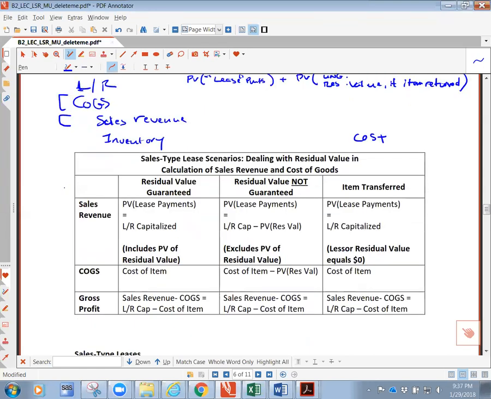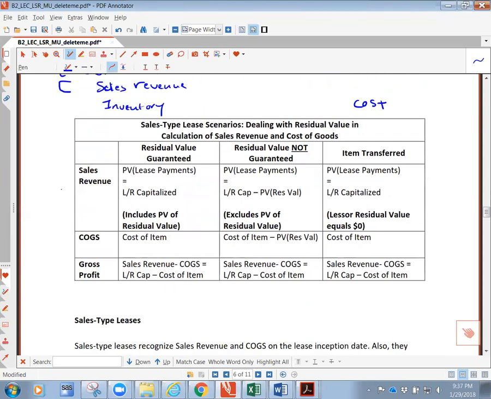And on this table, I have the sales type lease scenarios. In particular, what messes people up is dealing with the residual value. So what I found helpful is to break it down into these three different scenarios. So we're going to calculate sales revenue. We're going to calculate cost of goods sold. And then we're going to notice what happens to gross profit, because that's kind of a topic of interest, is discussing the different gross profit between or among sales type lease scenarios.